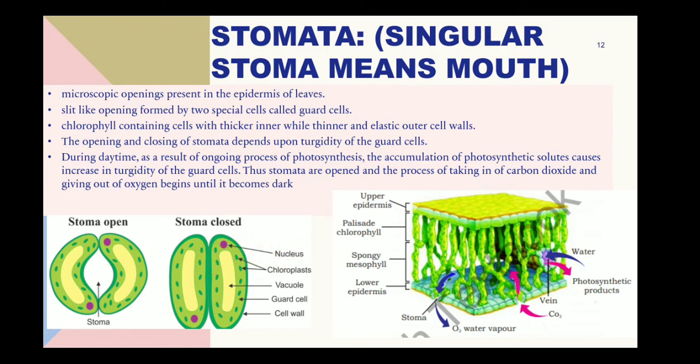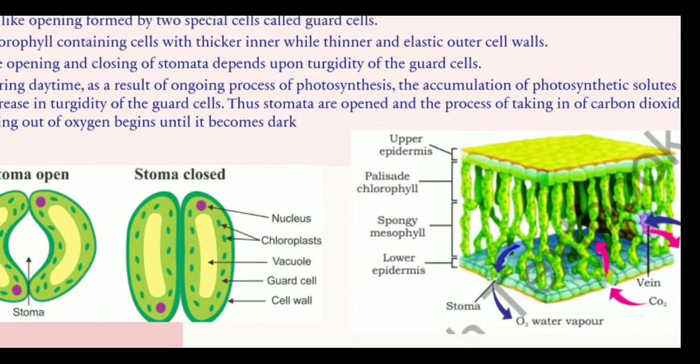And stoma is made up of plant cells, and it has a nucleus, chloroplasts, vacuole, guard cells, and the cell wall. Actually, there are two guard cells that form stoma. So a guard cell has a nucleus, chloroplasts, vacuole, and cell wall. So this is a structure of stoma, and the plural is stomata.